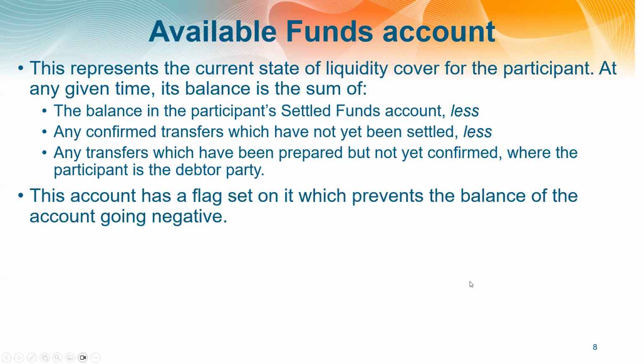Now we say this account has a flag set on it which prevents the balance of the account going negative. And the circumstance under which balance would go negative is if a DFSP tried to make a transfer where it was the debtor party, where it did not have sufficient liquidity cover. That would result in a negative balance, and therefore the proposed transfer would be rejected by TigerBeetle. And this effectively says TigerBeetle is doing the liquidity check by trying to make a transfer on this account.